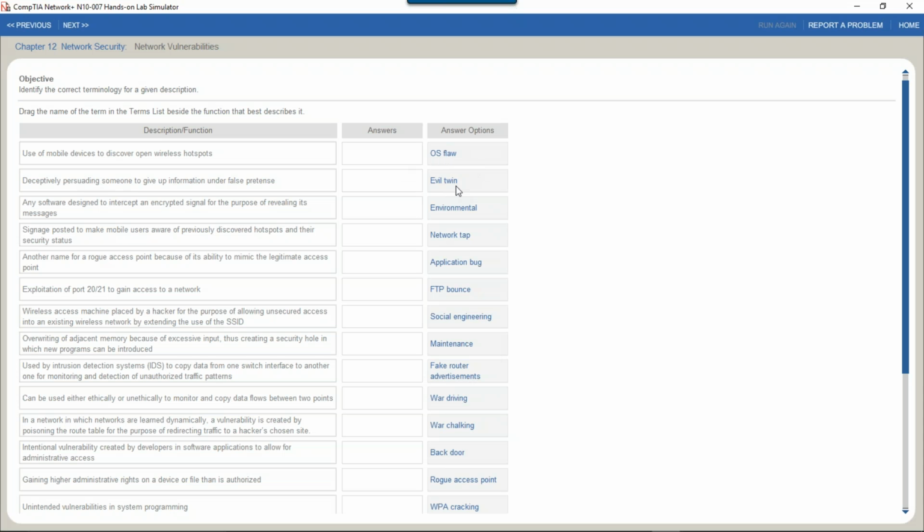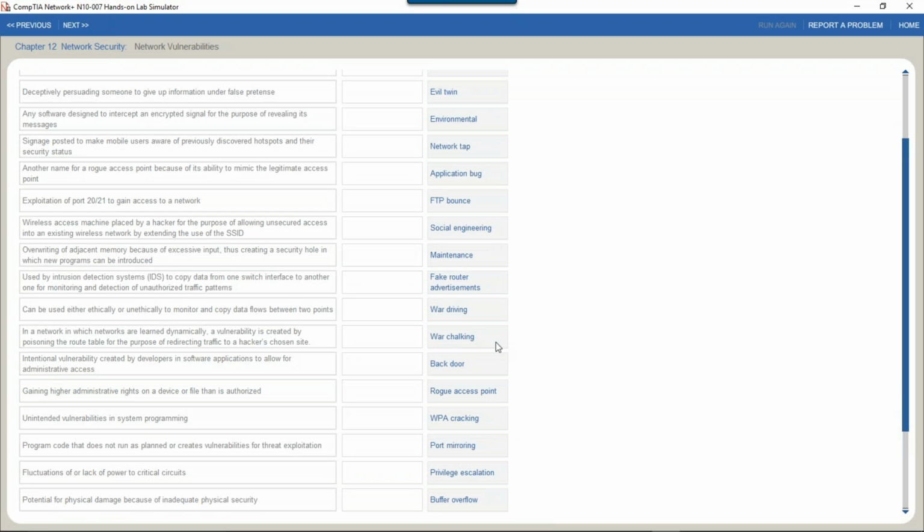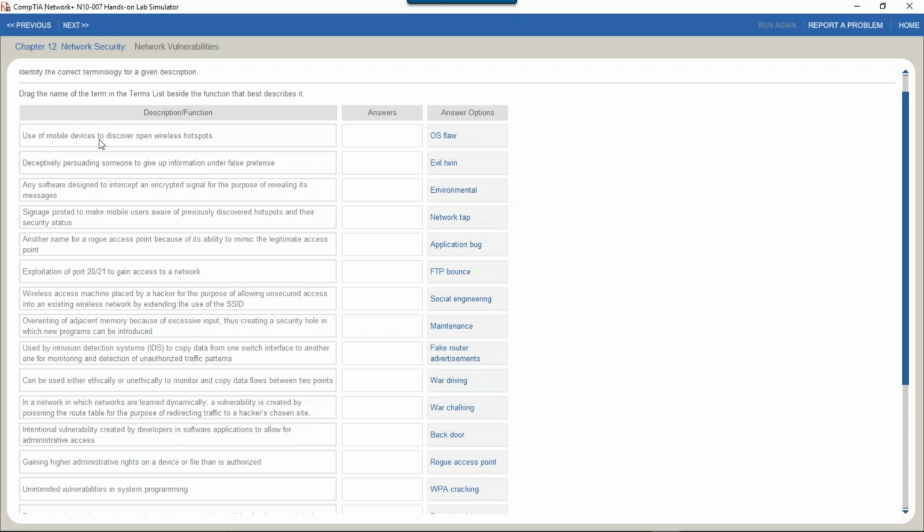So operating system flaw, no. Evil twin, no, it wouldn't be that. Environmental, that doesn't fit. It's not a network tap. Application bug, no. FTP bounce, no. Social engineering. Sounds to me like war driving. But it's not chalking, right? It's not a back door. Most of these don't fit, right? WPA cracking, what was the question again? Use of mobile devices to discover open wireless hotspots.